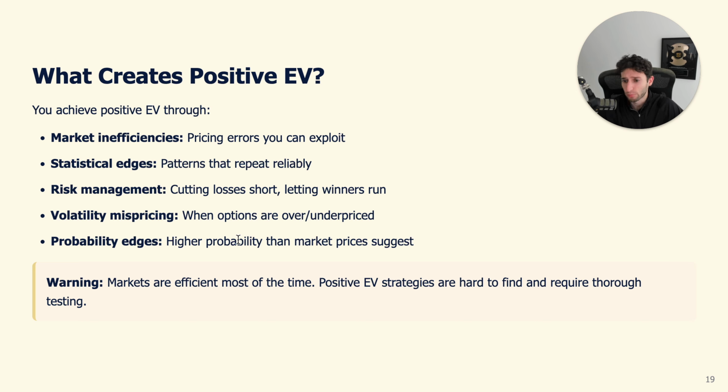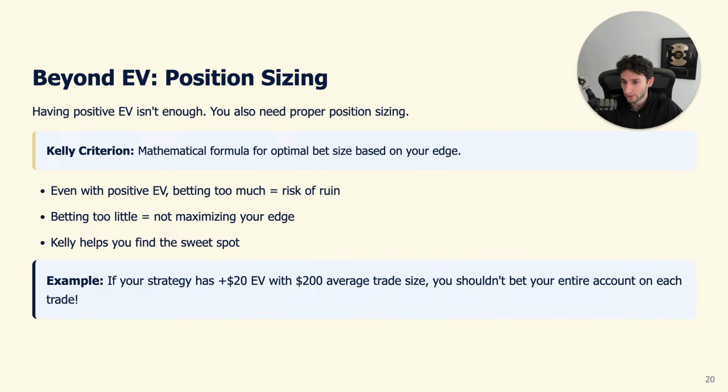The last thing, of course, is probability edges, right? Do you have a natural edge, a natural strategy that gives you an edge over what the market tends to do over time, okay? Now, they are hard to find, but if you can find them, that's going to be your golden nugget to go ahead and trade that strategy.